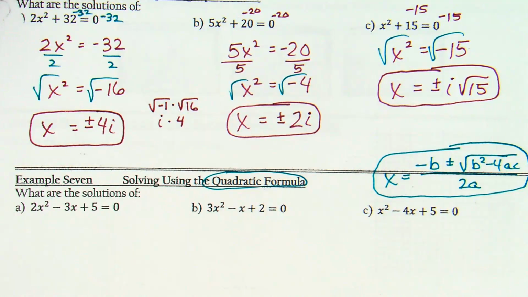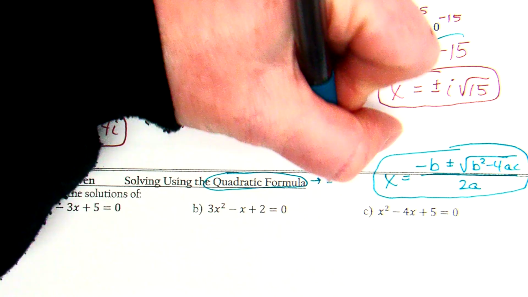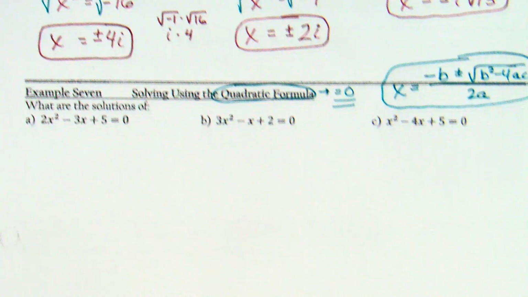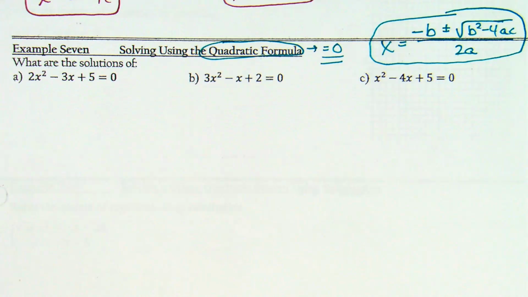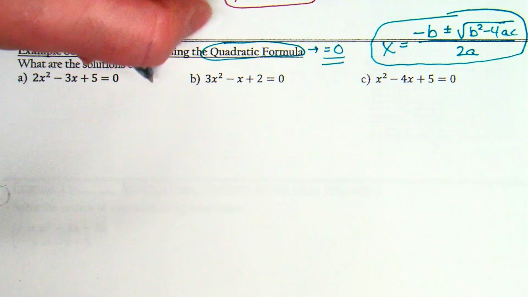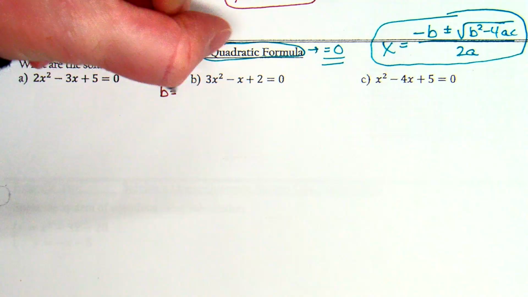Guys, quadratic formula. What has to be true before I can use the quadratic formula? My equation has to equal 0. Okay, Example A is where I'm going here: 2x squared minus 3x plus 5 over a equals 0. So, A is 2, B is negative 3, and C is 5. A is 2. B is negative 3. C is 5. Old news?